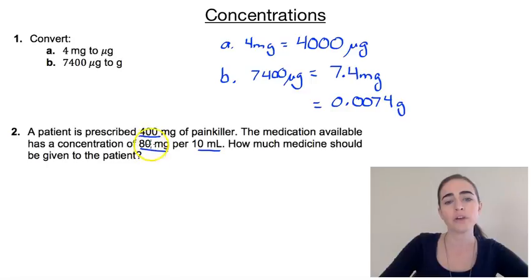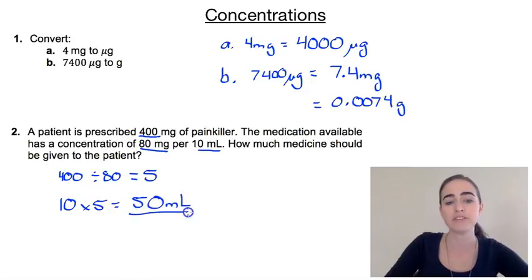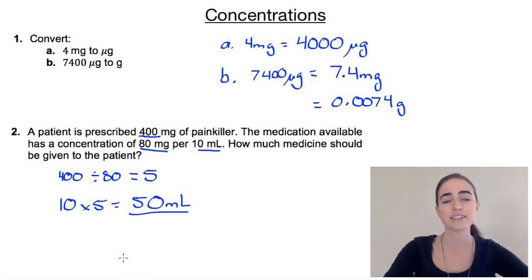We know it comes in 80 milligrams per 10 mils. So we're going to figure out how many lots of 80 milligrams fit into that 400. The first thing we're going to do is 400 divided by 80, and that will give us 5. That means we need 5 lots of 80 milligrams. And if each 80 milligrams is 10 mils, then 10 times 5 gives us 50 milliliters. So how much medicine should we give them? 50 milliliters. So that's just a quick introduction to concentrations of medicine.